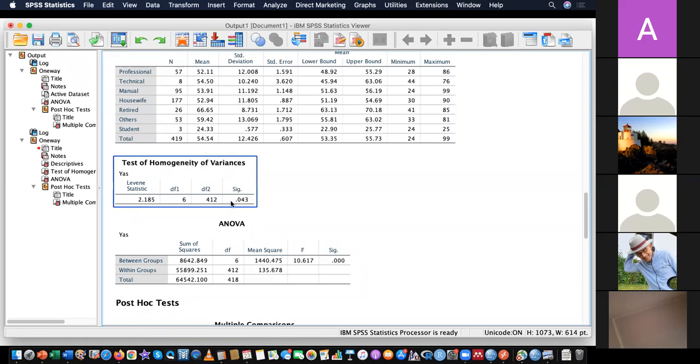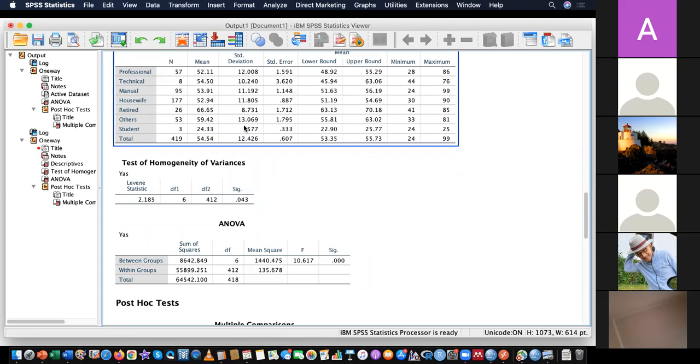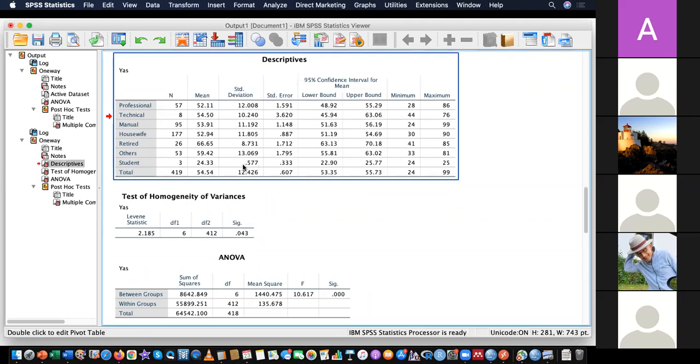Why would you say they are different? Because it's below 0.05. Thank you. Yes, thank you. You are great, my boy. Because the p-value here is less than 0.05. In fact, when I see the standard deviations, this students group has a very low standard deviation, while the others have around 10.